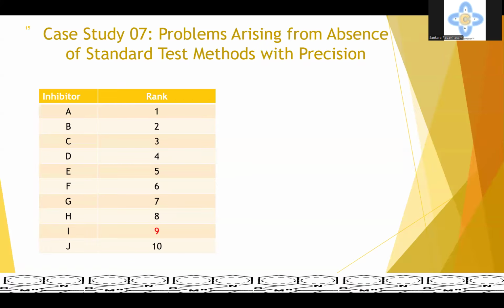One more case study. This was shared with me by one of the chemical suppliers. Apparently, 10 chemical inhibitor suppliers were bidding for a project. And that particular owner operator asked them to submit their chemical to one of the third-party chemical testing laboratories. And the third-party laboratory ranked this particular inhibitor, I, as number 9, lowest from the bottom. Obviously, that chemical supplier did not win the bid. They lost the bid.